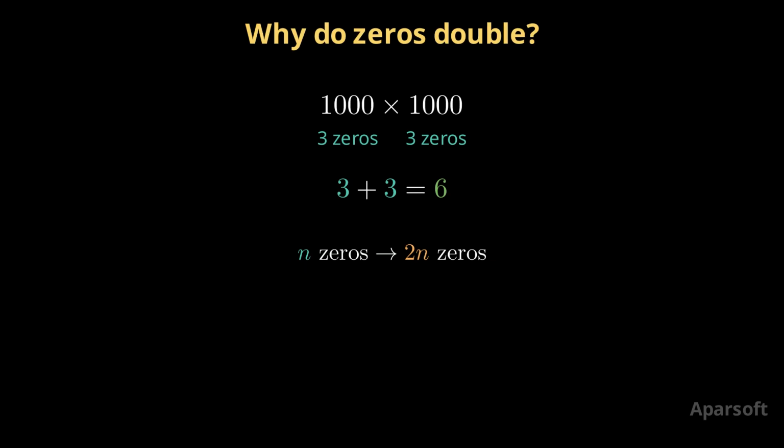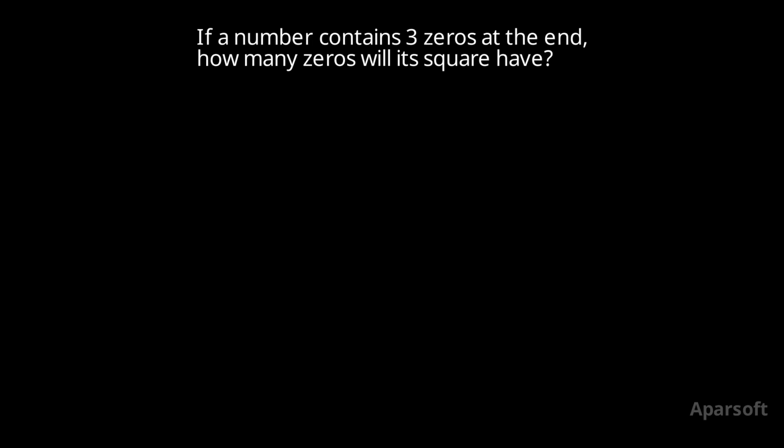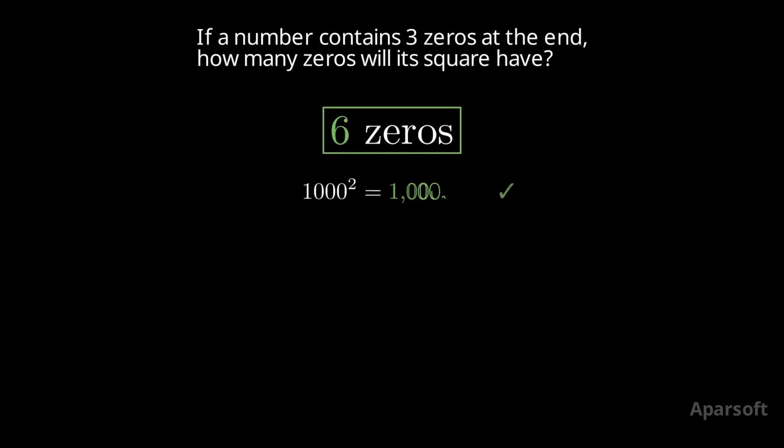In general, n zeros become 2n zeros. So the answer is, if a number has 3 zeros at the end, its square will have 6 zeros at the end. 3 doubled is 6 every time. 1000 squared equals 1 million. 6 zeros. Confirmed. Here is your takeaway.